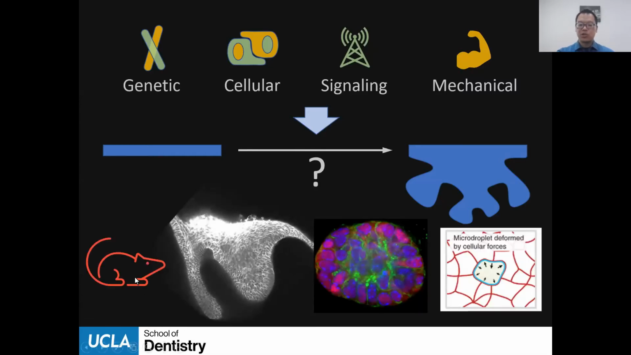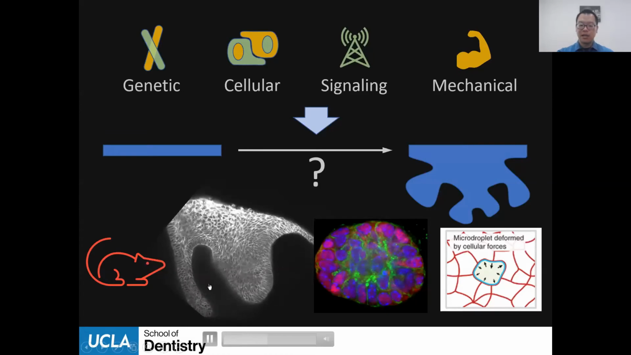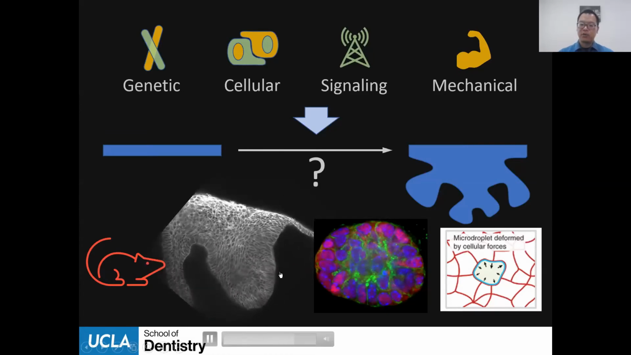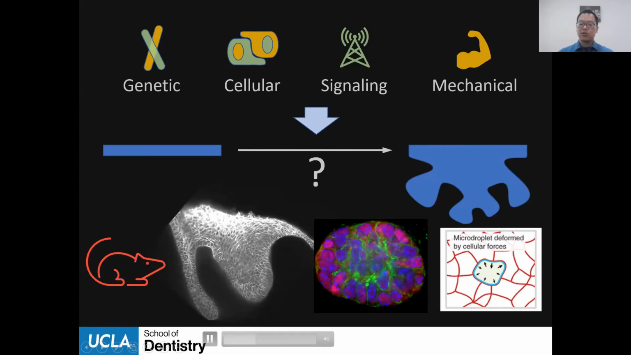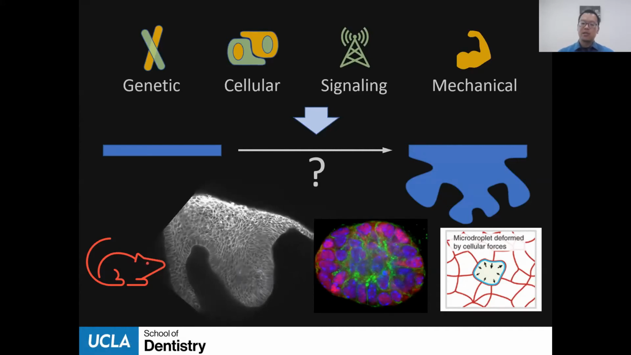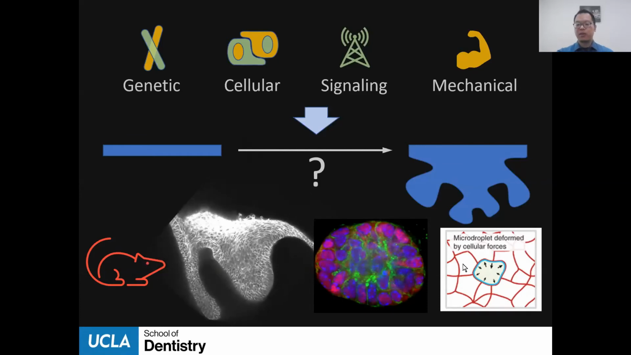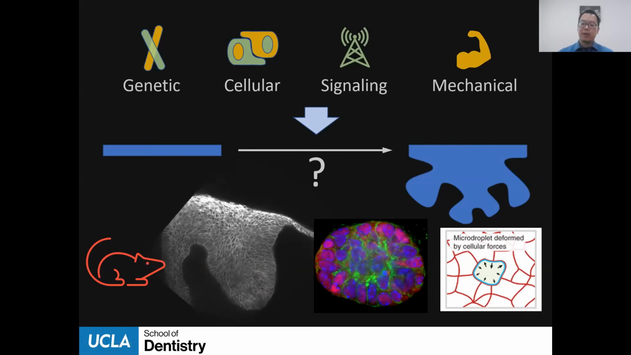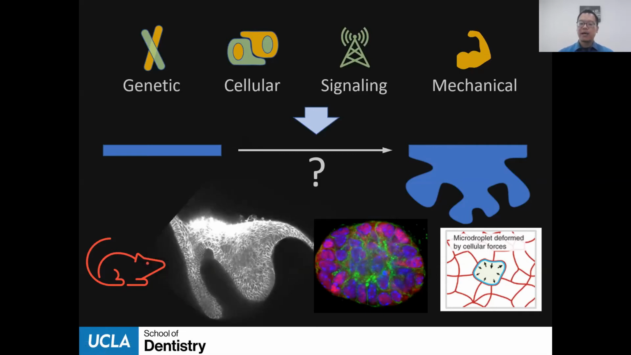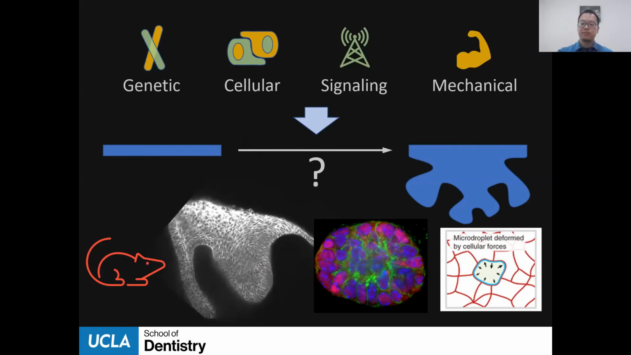We utilize mouse genetics, and we conduct live imaging to look at cell behavior. We also use organoid culture to answer important questions on a more simplified platform. And lastly, we utilize biomechanical approaches to ask how tissue mechanics may control morphogenesis.